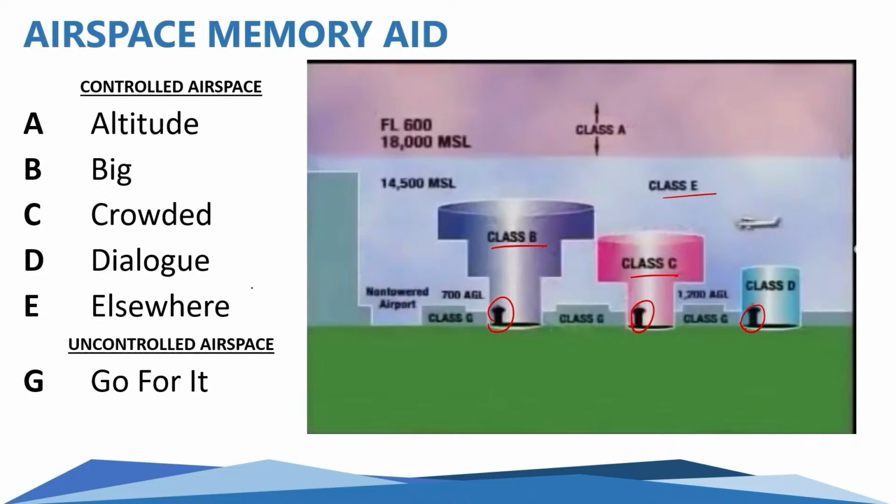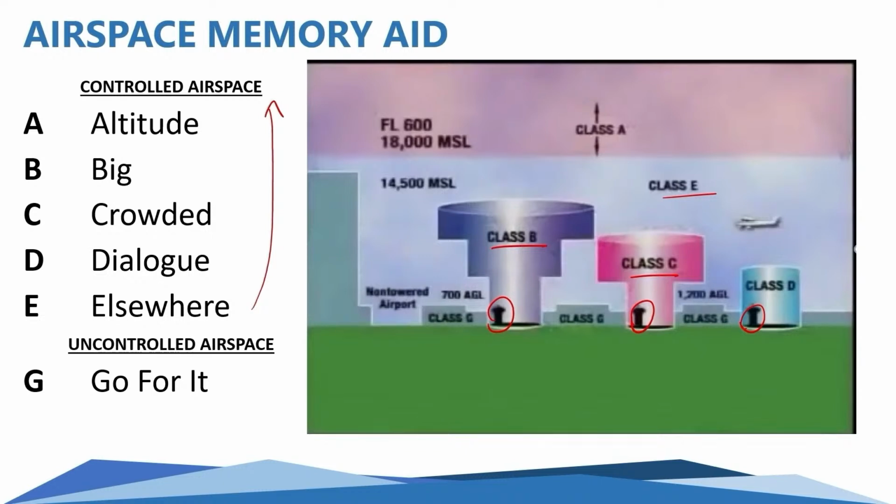The big thing to keep in mind is that as we go up from class Echo to class Alpha, the airspace becomes more congested. There's more airplanes. There are greater requirements. There's more chit chat and dialogue that needs to happen. And then you're going to get more and more air traffic control services as you go back up to your class Alpha. Okay. Then finally is class Golf, which is your go for it.